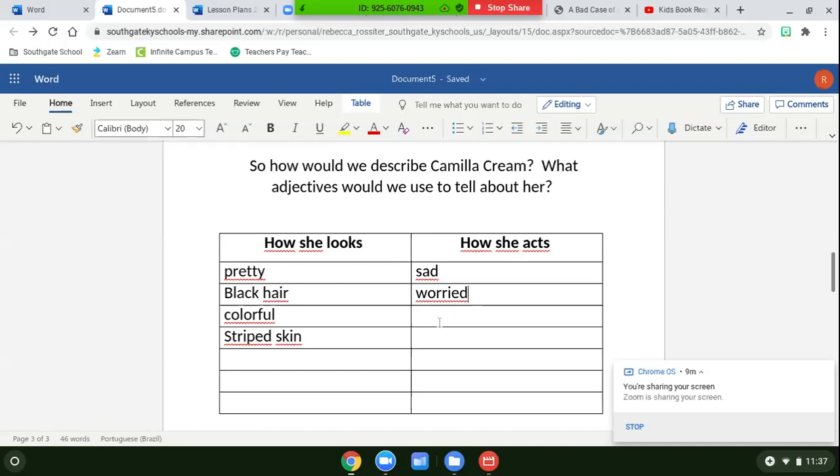Okay, how she acts. Let's see. I think when she discovered the stripes that wouldn't go away, I think she was probably scared. I know I would be scared if I couldn't get rid of something like that and I thought something was really, really wrong with me. So, scared could be a good adjective to describe her as well.